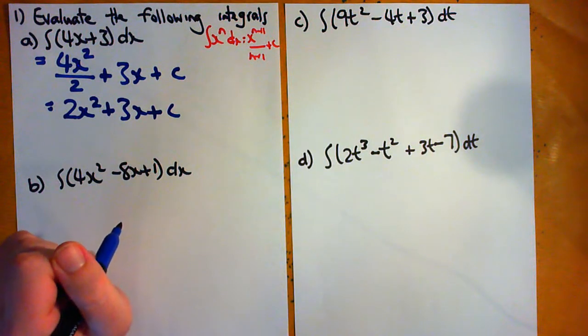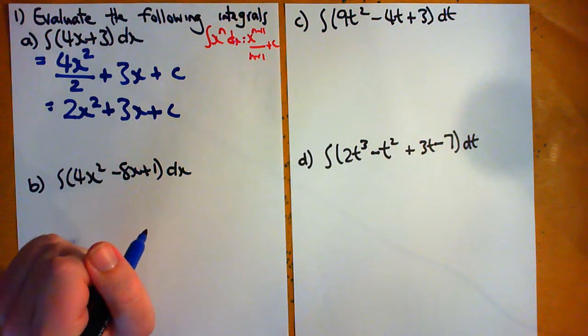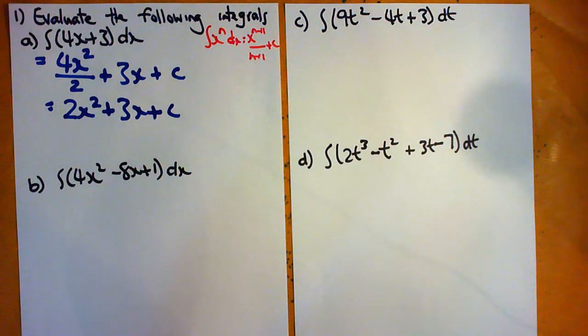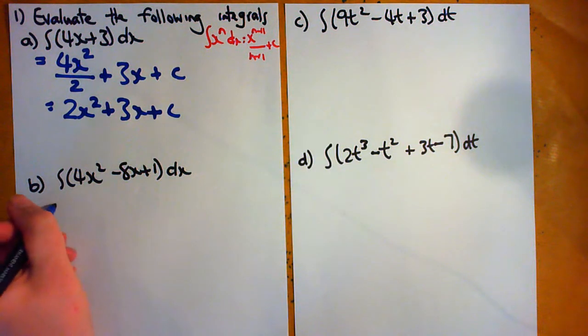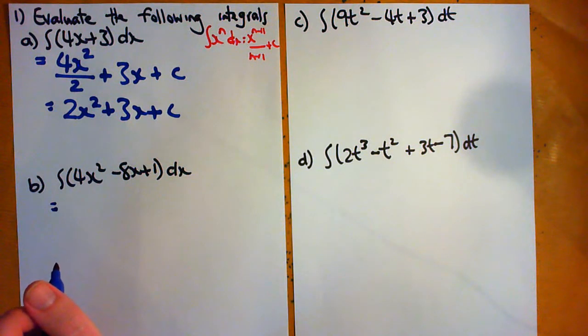Now we can use the fact that integration is the reverse process of differentiation in order to check our answer if we want to. So if we differentiate our answer, we should get back to what we were integrating to begin with. So 2x squared differentiates to 4x, and 3x differentiates to 3. So we get 4x plus 3 if we differentiate 2x squared plus 3x plus c, which means our answer is correct.